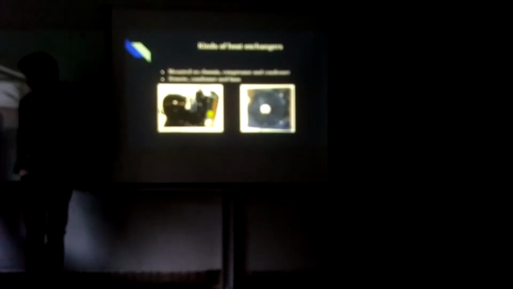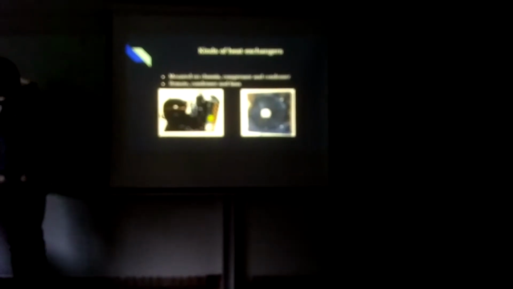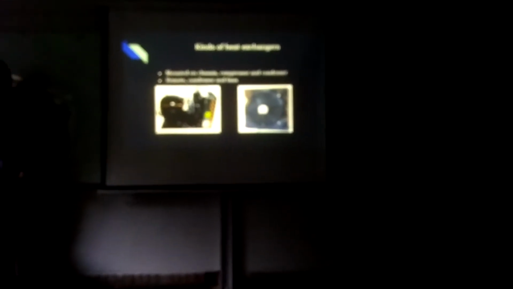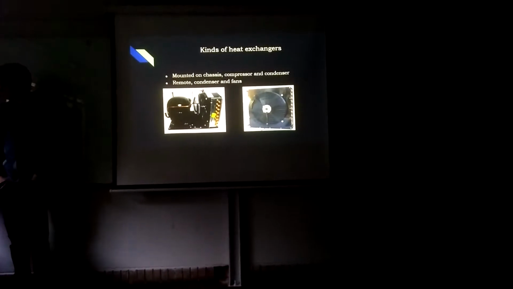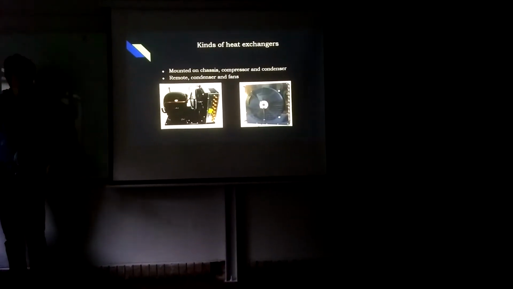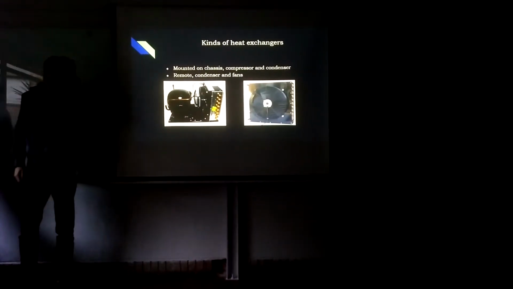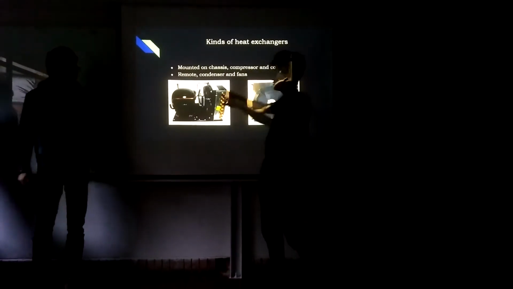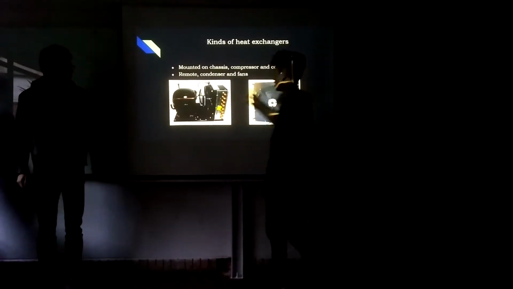Now in this slide we can see the two types of air-cooled condensers. There are mounted chassis compressors and condensers, and remote condensers and fans. This one is this one that you can see here, and the second one.